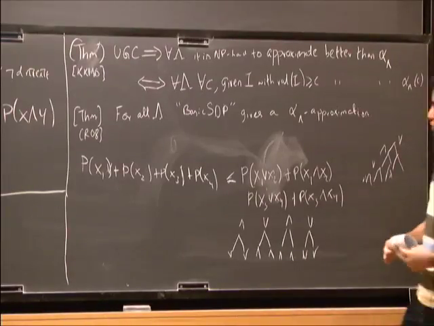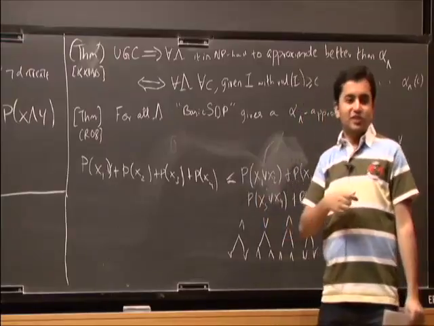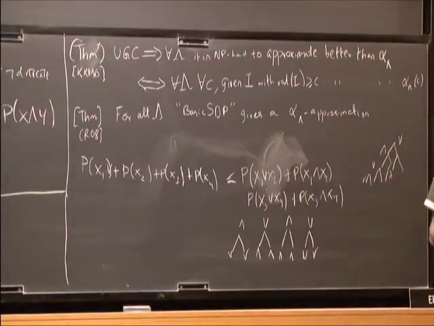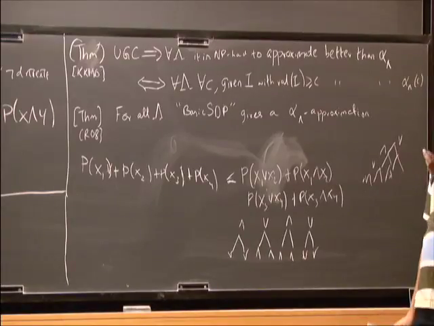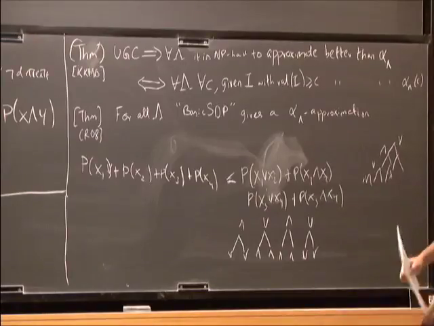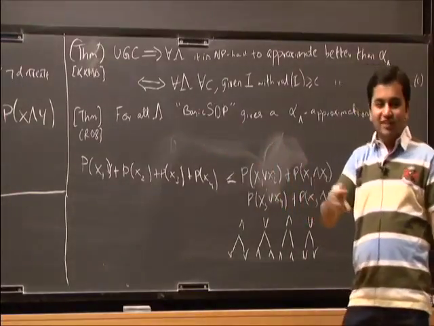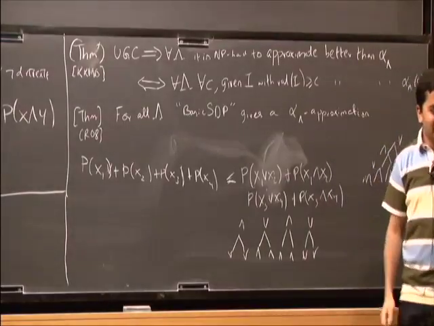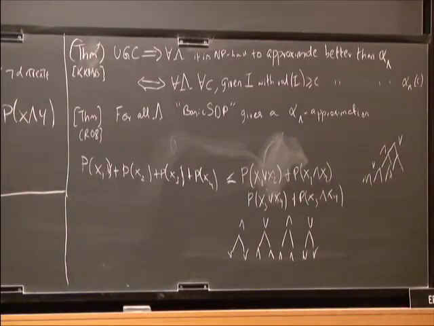So I'm showing that the SDP integrality gap is more than 1 minus epsilon for every epsilon, which means the integrality gap has to be 1. Not really. I'm showing that on any given instance, the integrality gap is 1 minus epsilon for every epsilon. Oh, I see. I have a set of rounding schemes which get you 1 minus epsilon for every epsilon, right?